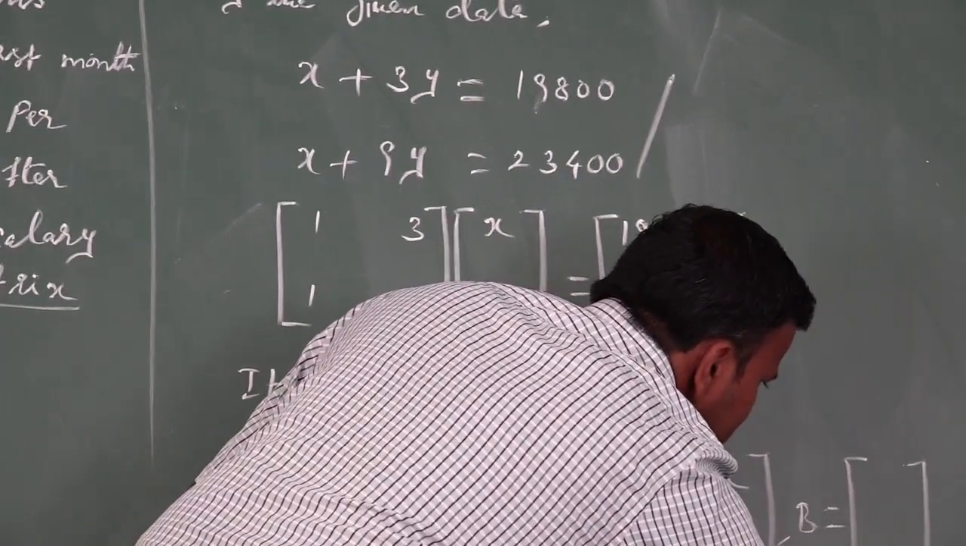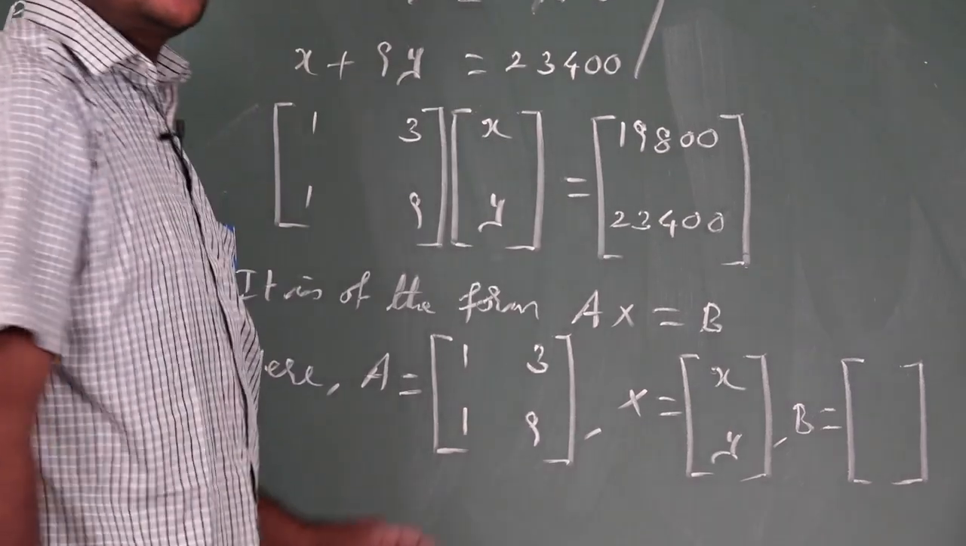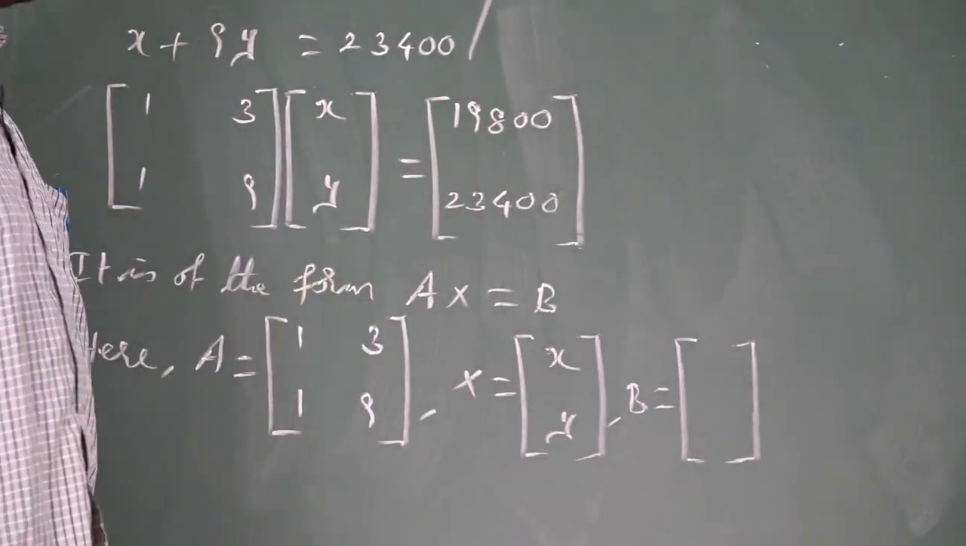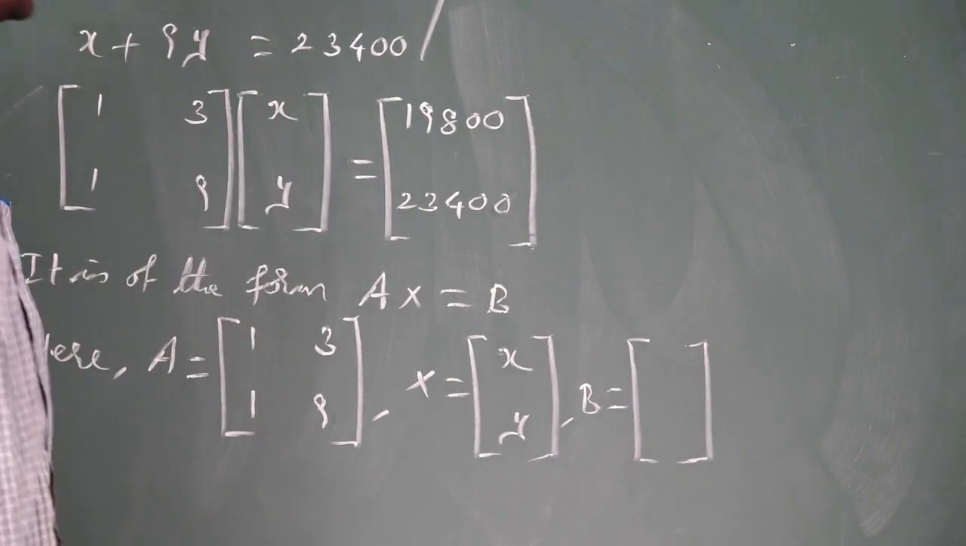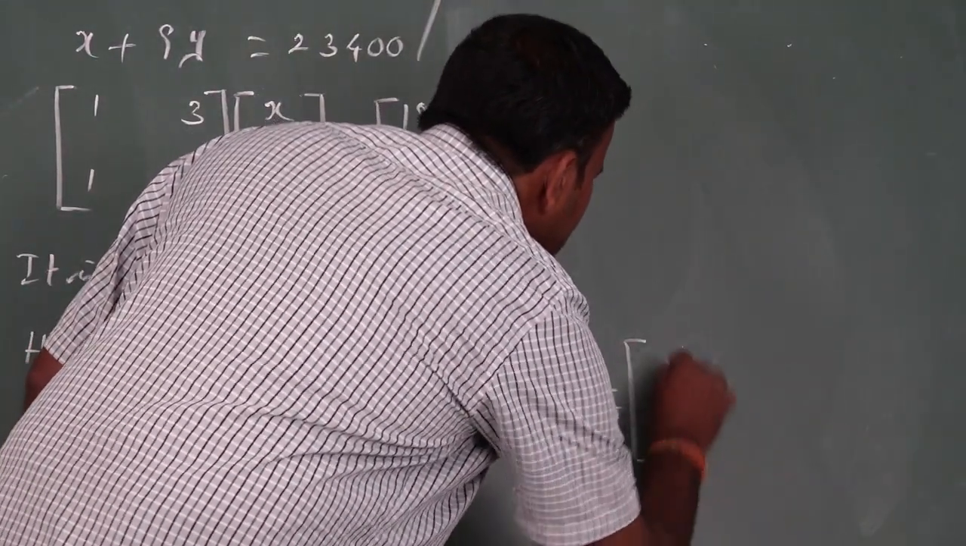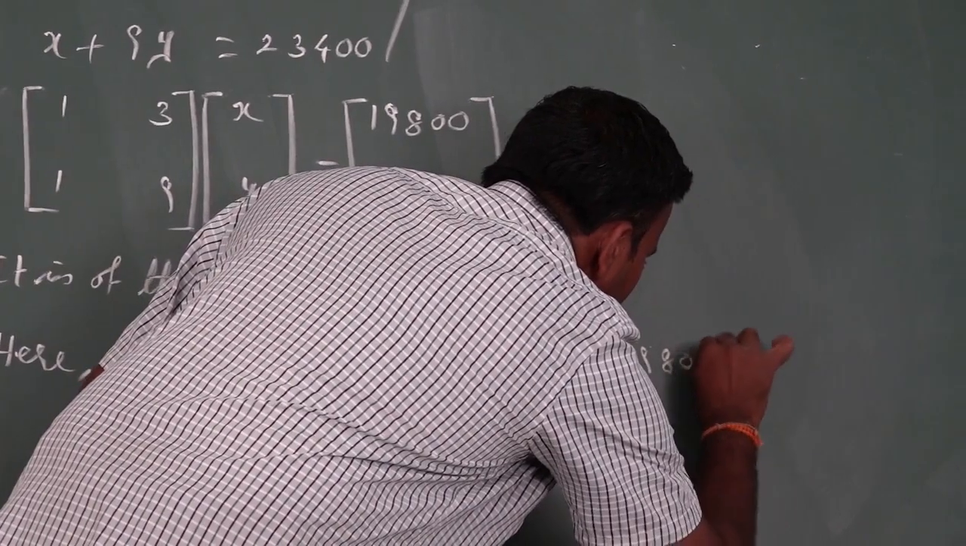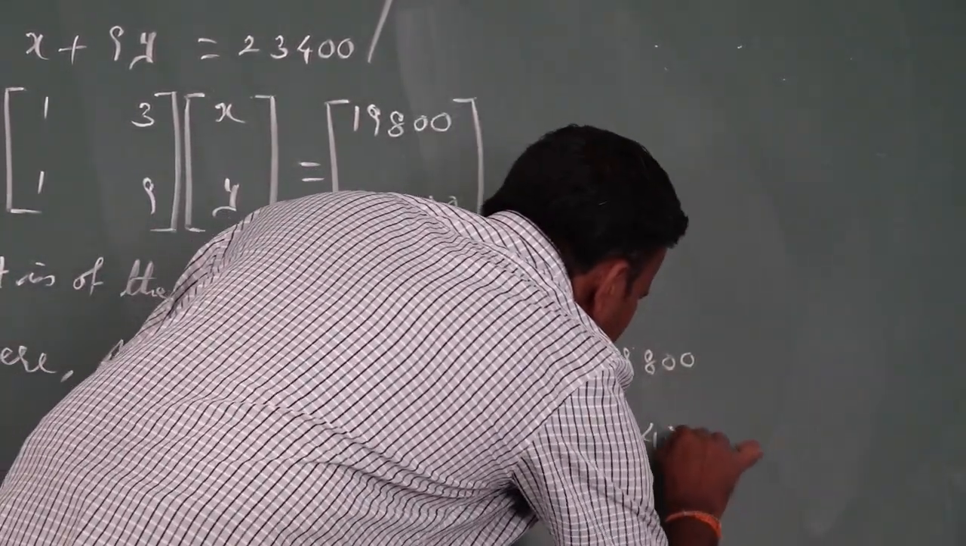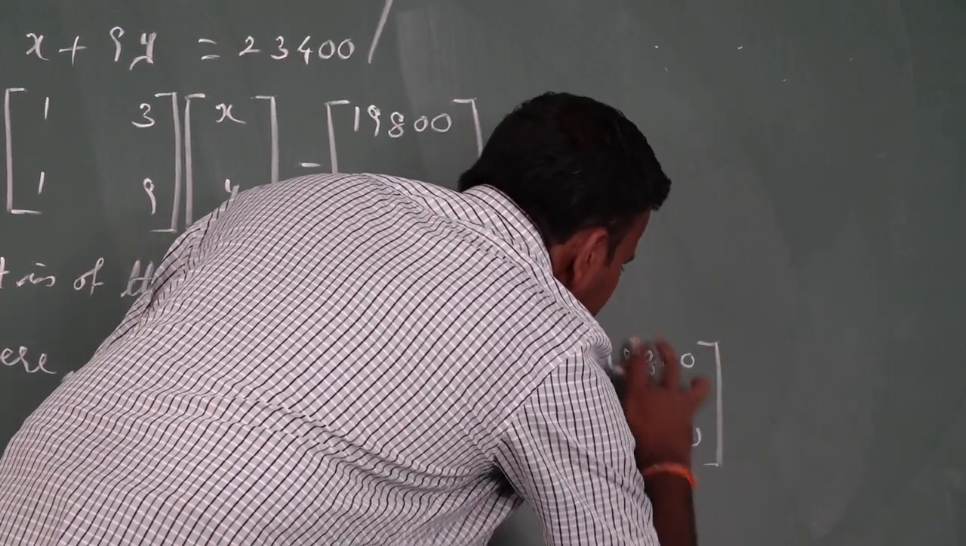And next, the RHS matrix is B. The value of the matrix B is a big one. It's 19,800 and 23,400.